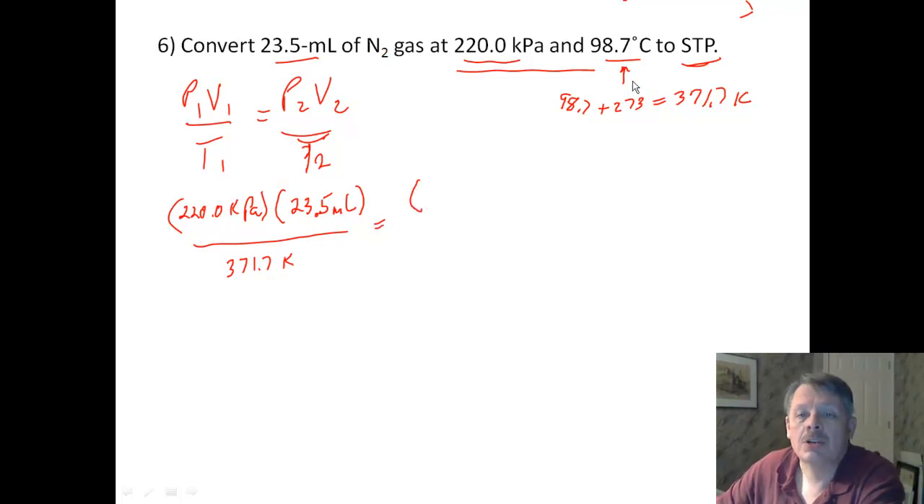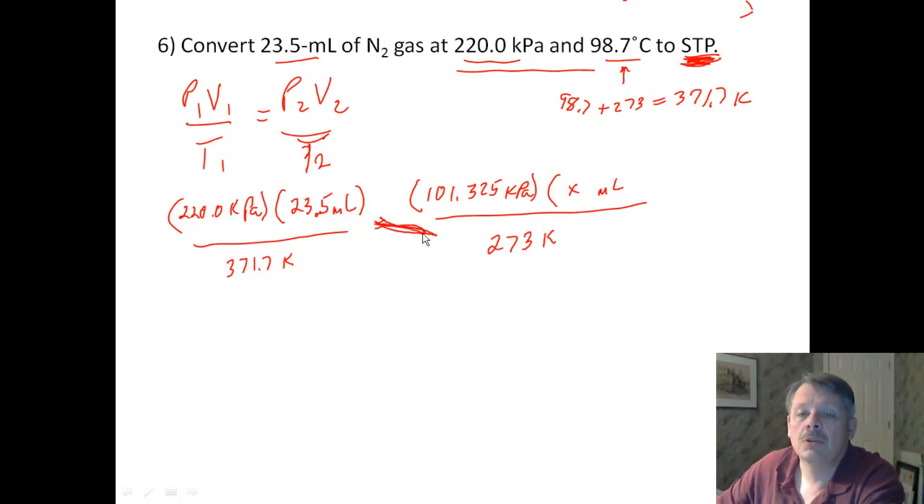So what's our pressure? Well, our standard temperature and pressure is 0 degrees Celsius and 1 atmosphere of pressure. So 1 atmosphere of pressure is 101.325 kilopascals. We know that because we know what 1 atmosphere is equal to. And we're trying to figure out our milliliters. And our temperature is going to be 0 Celsius, which is 273 Kelvin.